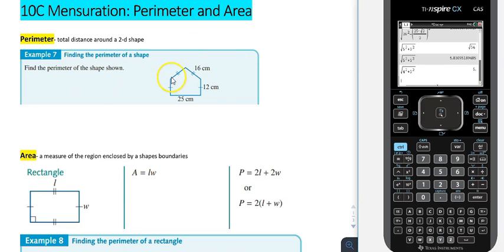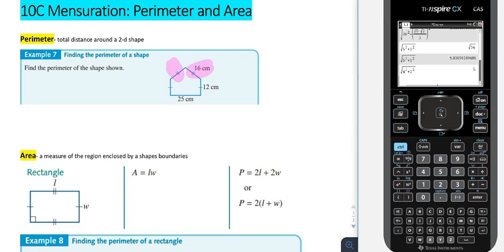So it's the outside edges, adding this, and this together and calculating that edge. If it's a circle, then the perimeter is called a circumference and not the perimeter, but you are after the same thing, the outside edge. So for this question, we're going to look at example 7. Find the perimeter of the shape.